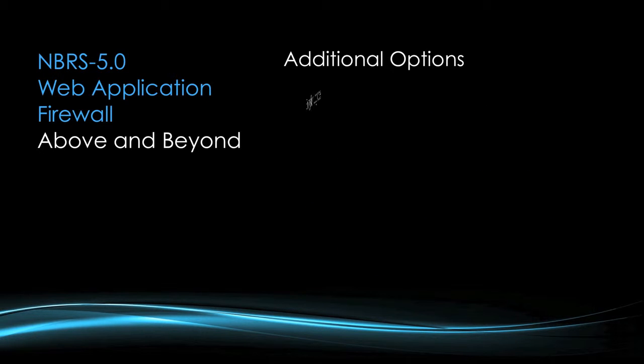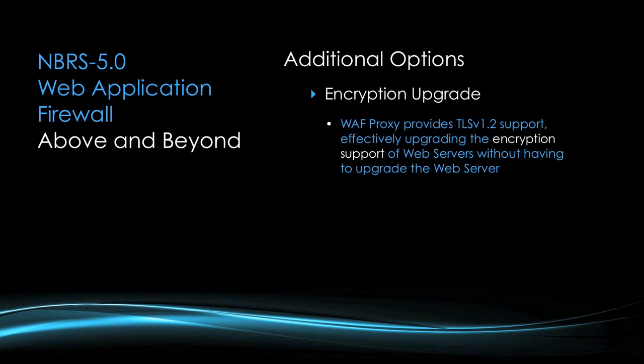Finally, we can do encryption upgrade, which means that the WAF proxy can provide such things as TLS version 1.2 support, effectively upgrading the encryption support of web servers without having to upgrade the actual web server. And this provides protection against BEAST, SSL initialization vector, and other such attacks.